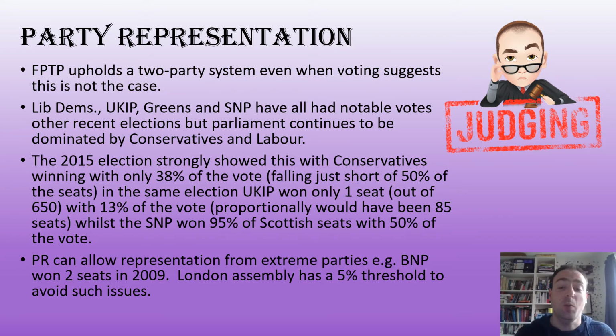Now, probably the worst example of this is UKIP in 2015, where they won one seat. So that's 1 out of 650 seats. They won 13% of the vote. So if the Parliament had been proportional, they would have won 85 seats. So that's 84 seats they've lost based on the voting system.